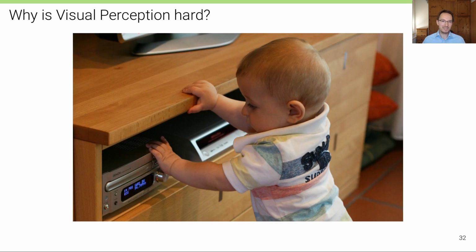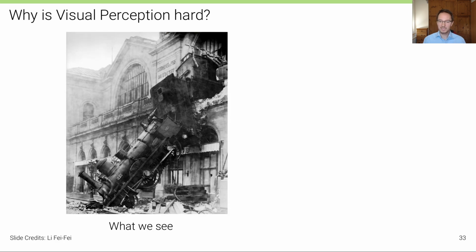Now, why is visual perception hard? It feels very easy to humans. If we look at how babies grow and learn about interacting with their environment, they learn very fast. Even at an age of 1 year, they realize how to manipulate devices that are very hard to manipulate for a robot.